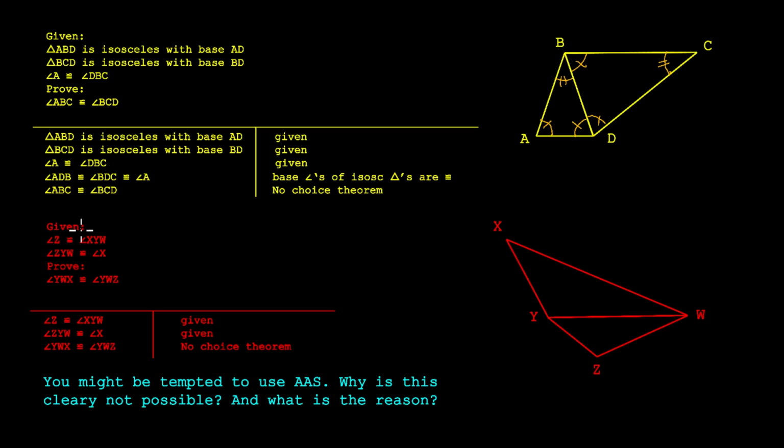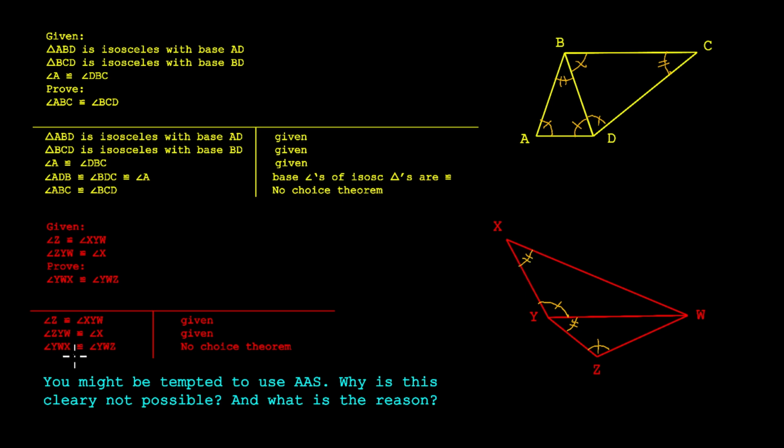Next, we will go to the red proof. So we have our givens and our proof down here. And again, we'll do it on the diagram. So first, angle Z is congruent to angle XYW, given. Angle Z is congruent to angle XYW over there. And then angle ZYW is congruent to angle X, given. Angle ZYW right there is congruent to angle X up here.